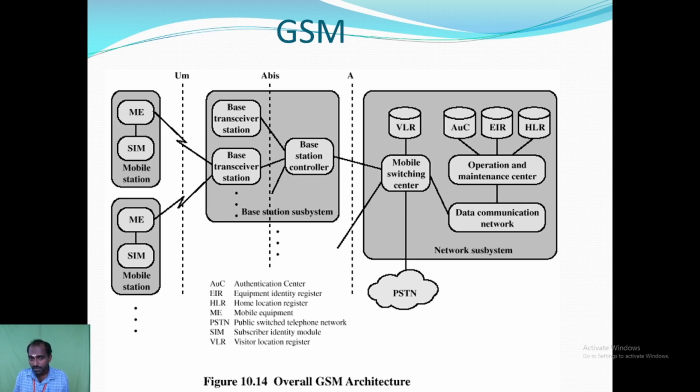The main concept is this GSM speed of 14.4 kilobits per second. The modulation used is Gaussian minimum shift keying. There are 8 time slots. So these are the specifications of GSM.